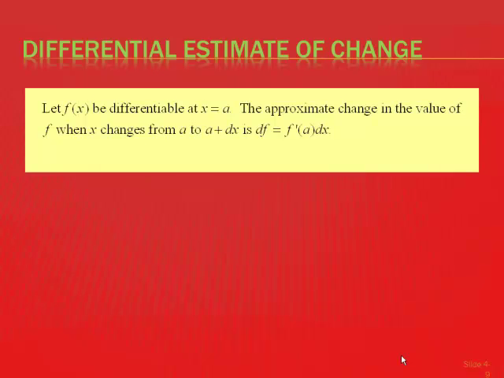Let f of x be differentiable at x equals a. The approximate change in the value of f when x changes from a to a plus dx is df equals f prime of a dx, which is exactly the same thing as what we were just talking about. All that is saying is that if x changes by this dx value right here, then y is going to change by, just solving for dy, or df, they say the same thing, by putting dx on the other side and multiplying it by my derivative. And it gives me the approximate change in the value.